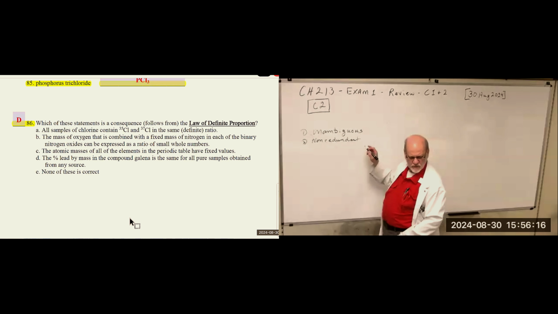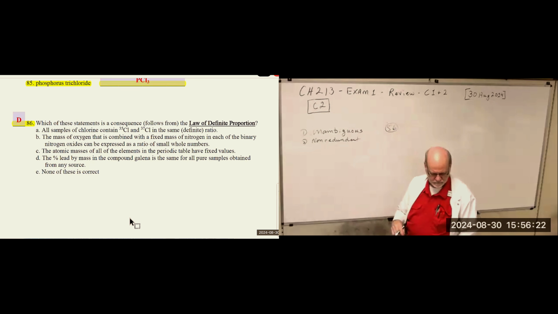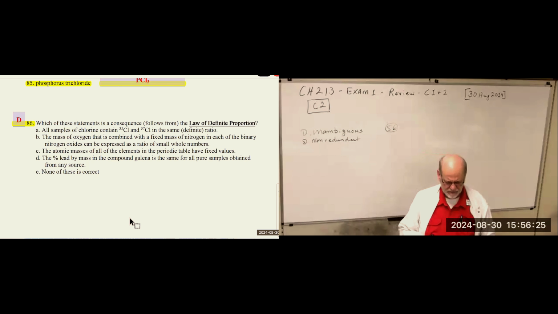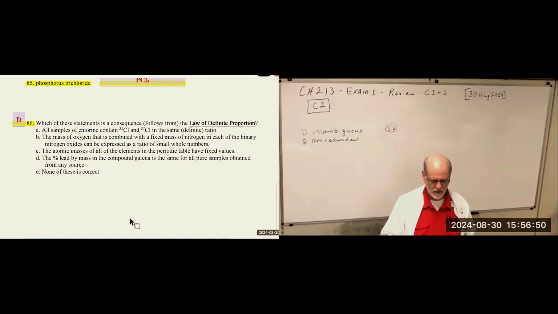Which of these statements is a consequence from the law of definite proportions? Well, let's see. All samples of chlorine contain 35Cl and 37Cl. No, that's isotope ratios. That's how you would calculate the average atomic weight of your element. No, it's not that one. Mass of oxygen that is combined with a fixed mass of nitrogen in each of the binary nitrogen oxides can be expressed as a ratio of small whole numbers. That's not definite proportions, that's multiple proportions for B.